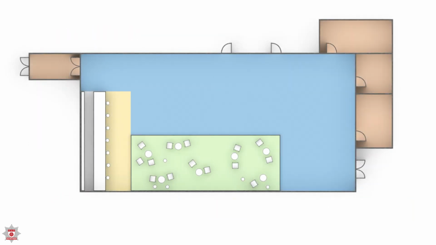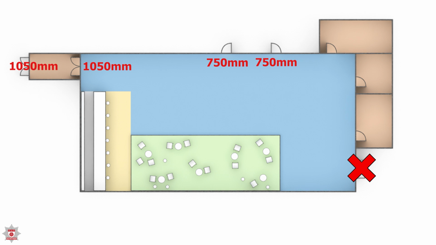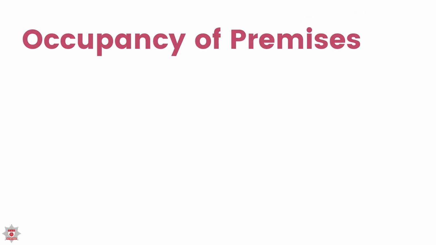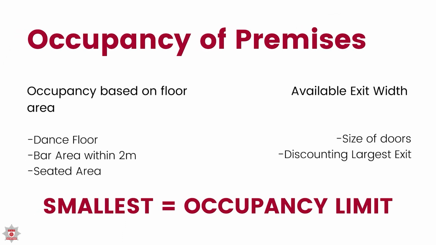Now you have determined the exit capacity for each available door, you can add them together. But don't forget that we've discounted the largest exit as this is the worst case scenario in a fire. This figure is your safe exit width capacity. Now we have both the occupancy based on the floor area and the exit width capacity. We need to compare these two figures. Whichever number is the smallest is your occupancy limit for the premises. This is the figure that you'll be required to include in both your license and fire risk assessment.